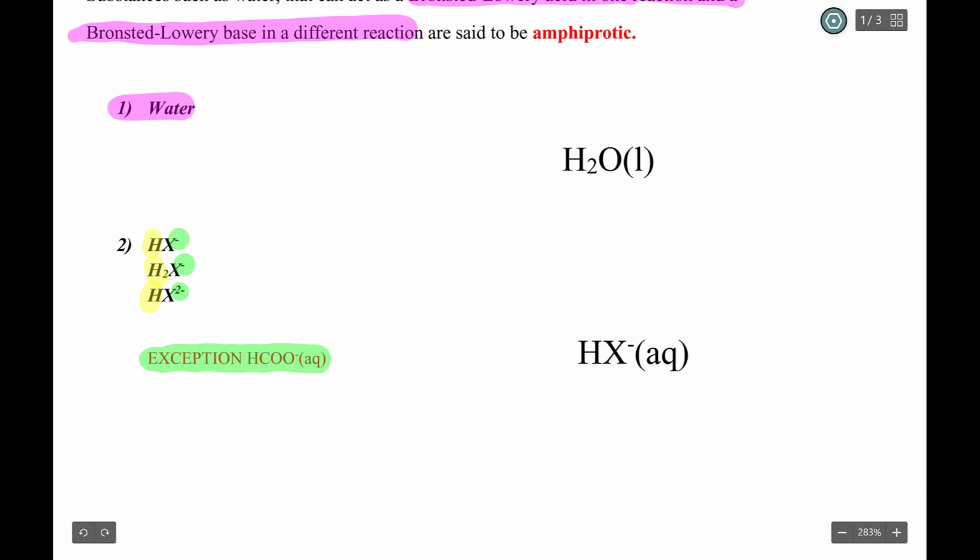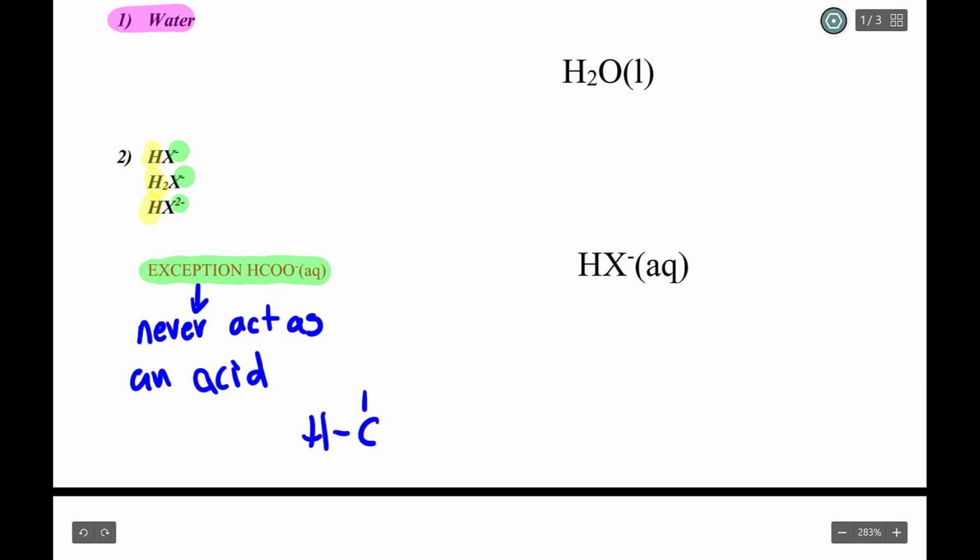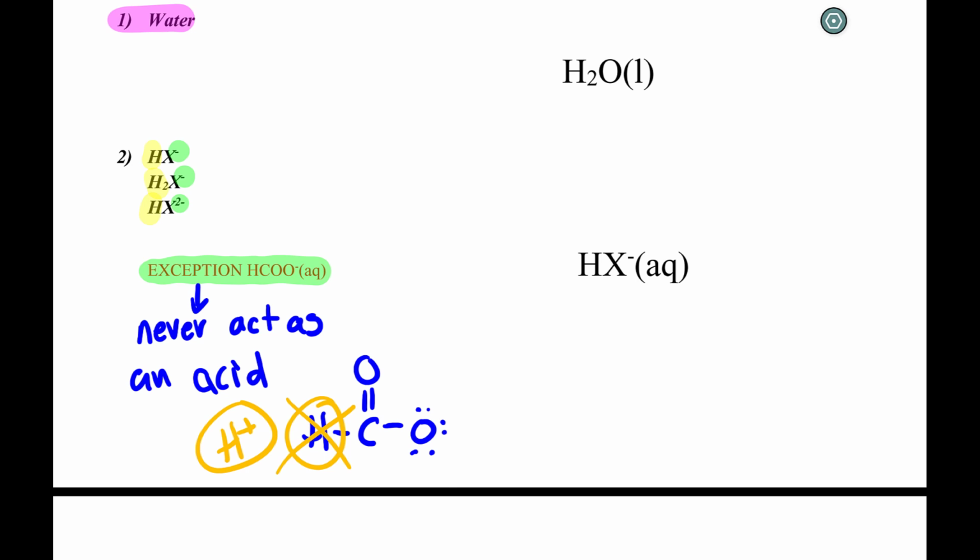This would never donate. This would never act as an acid. Although it starts with that H, the H is directly bonded to a C. This is a non-polar bond, and this H could not be donated. This cannot act as an H+. The only way it could act as an H+ is if I had an H over on this side. This H could be donated if there was an H there, because that is a very polar bond and it could be released, but this one over here could not.